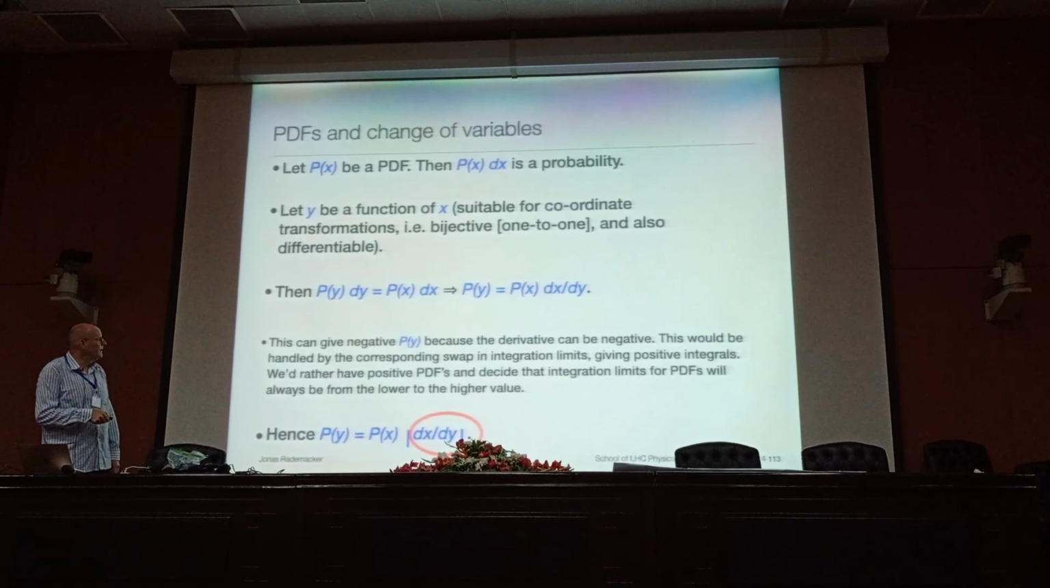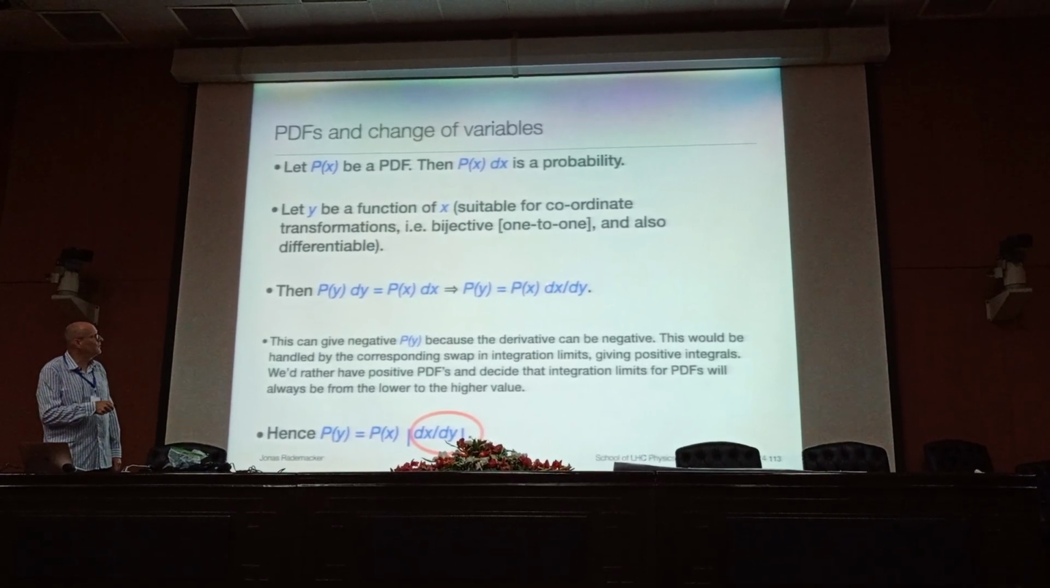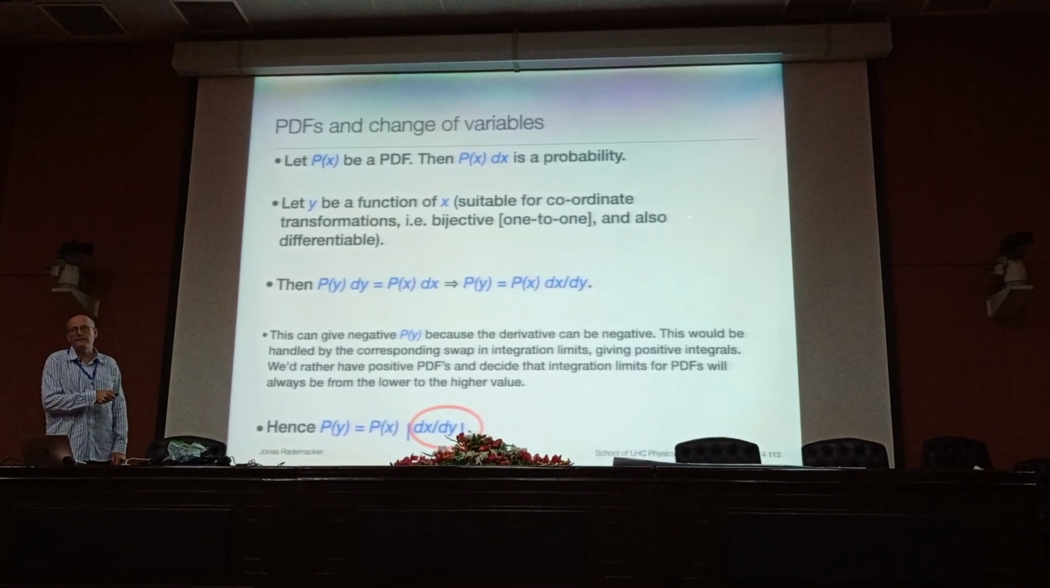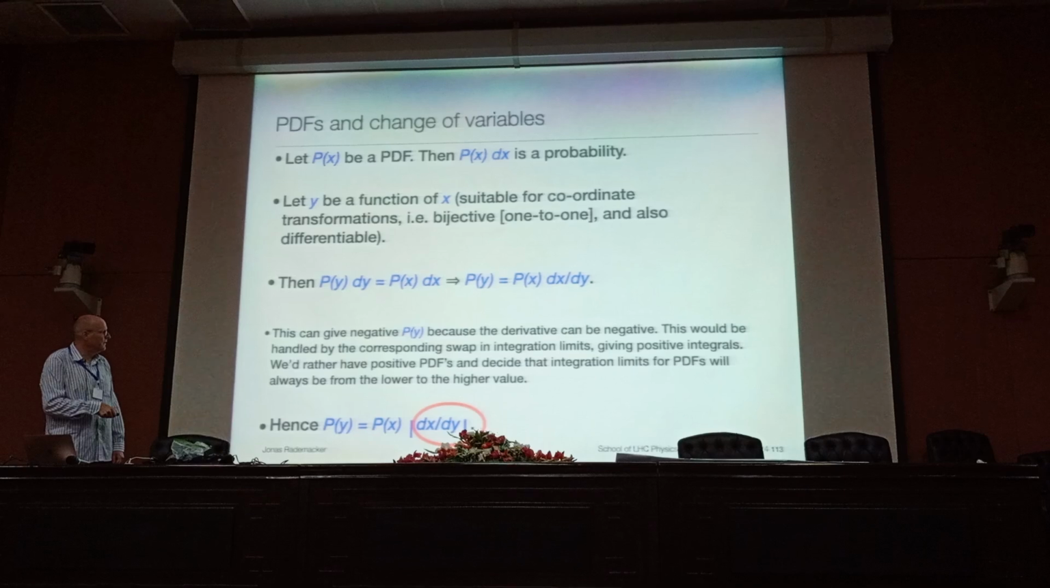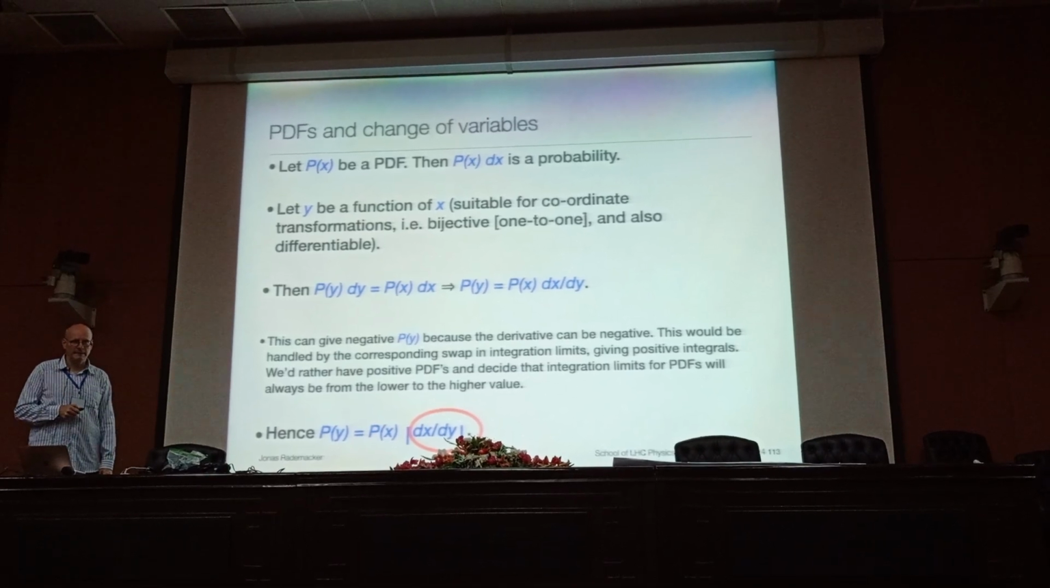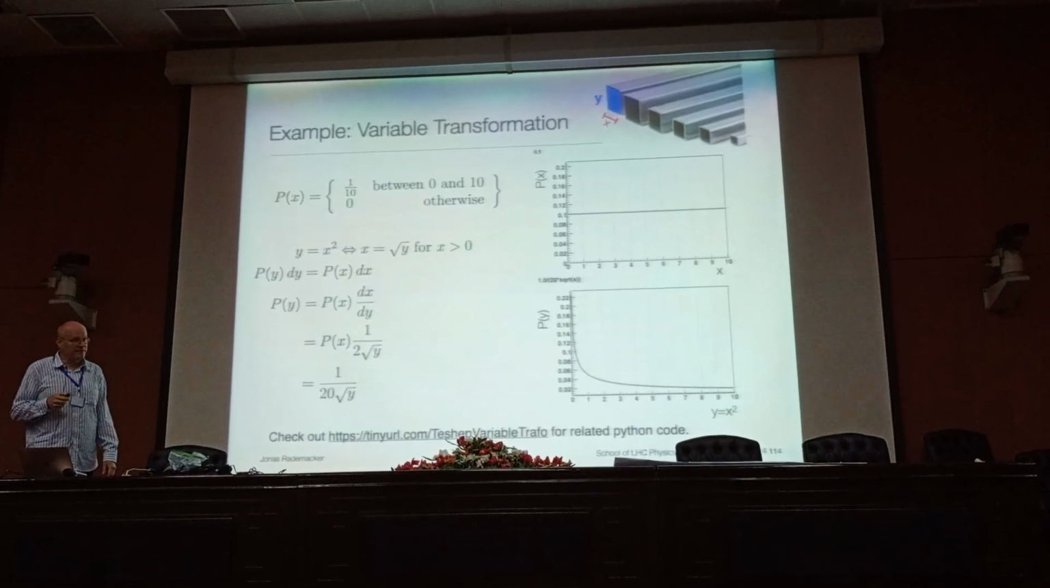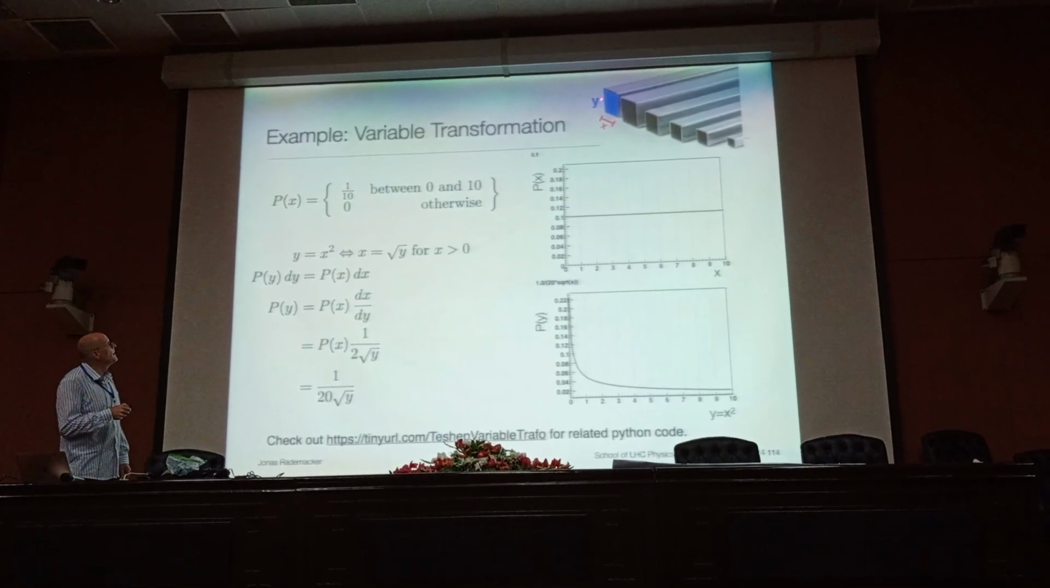And the final little thing, this could be positive or negative. We don't like negative probability density functions, so we only take the magnitude of this. And that can have dramatic effects on how these things look. So I have an example here. This is my pipe example.